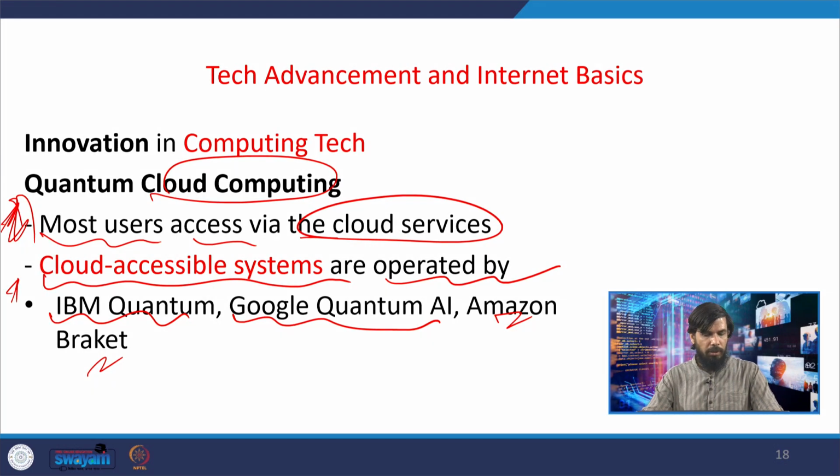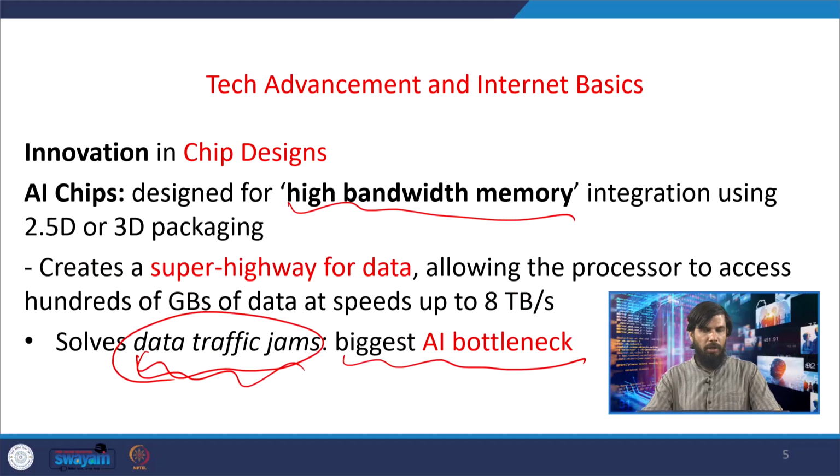So, that completes our discussion of the tech advancement that has happened. We talked about quantum computing and its current state. We talked about the semiconductor material and the change from silicon to gallium nitride and silicon carbide. We also talked about the AI chip race and different design features in AI chips.